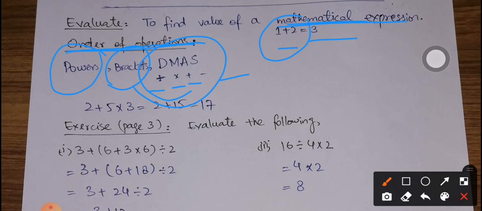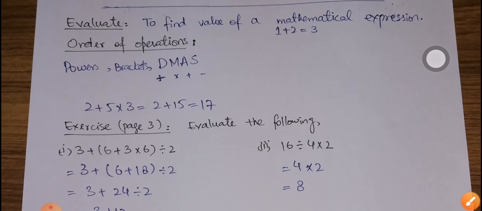So if we have 2 plus 5 into 3, we are going to multiply first and then add. So 5 into 3 is 15, 15 plus 2 is 17. So the numeric value or the evaluation of the expression gives us 17.